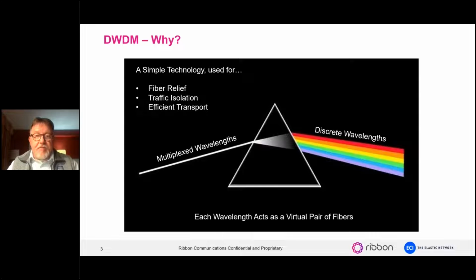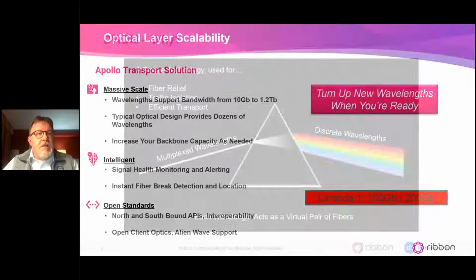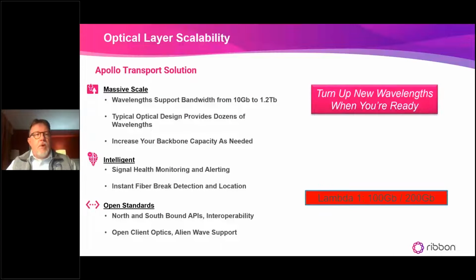So we use this for fiber relief in locations where you haven't got plenty of fibers. Fiber is still a resource. Why waste it, right? So DWDM is inexpensive enough that it can be employed just about everywhere to good effect. So why DWDM? Well, cost effective, right? Remember my cost pyramid. It's the most cost effective way to move data.